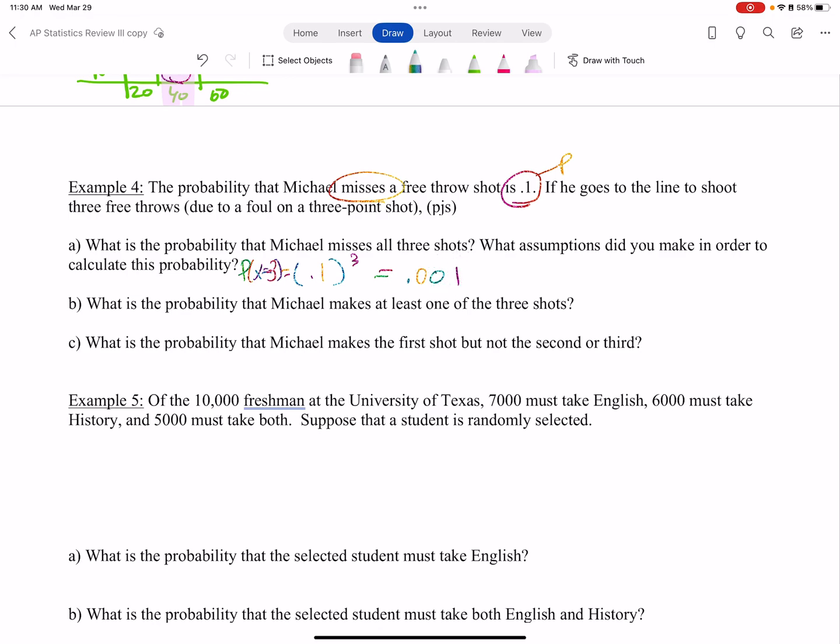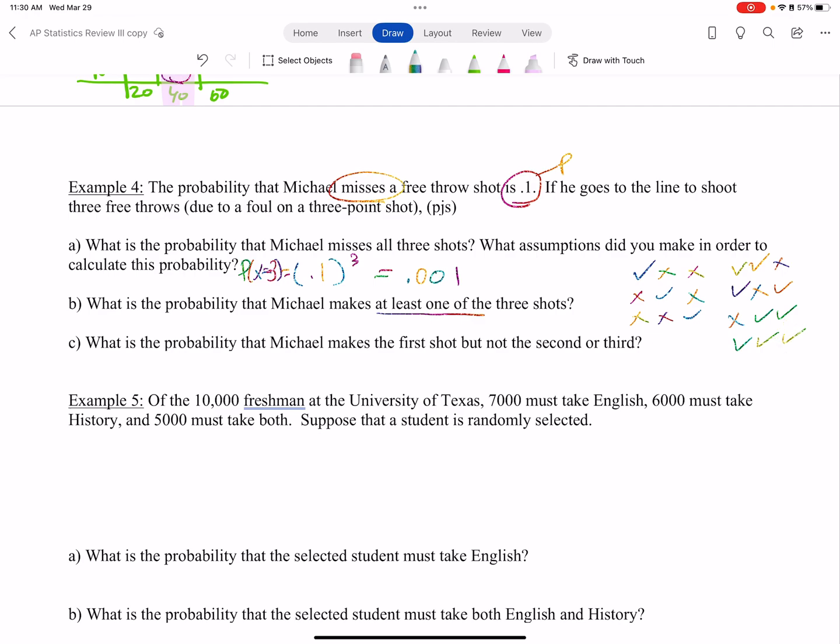What's the probability that he makes at least one? Well, making at least one means I could make one and miss two. Or I could miss this one. Or I could miss this one. Or I could make these two, and so forth and so on. So I've got to get all of my options, but I don't have time to do what I'm doing because it's making at least one.